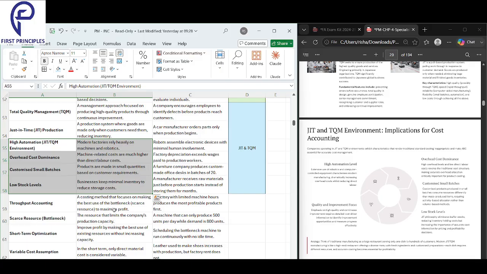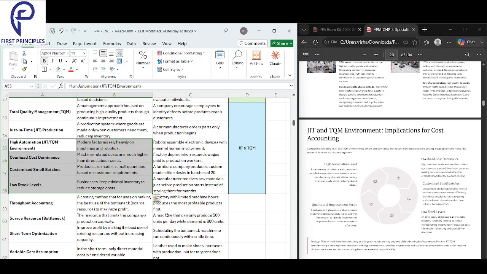First of all, there is a very high automation level. Modern factories rely heavily on machines. Machine related costs are much higher than direct labor cost. Then you make very small batches because you are making based on customer requirements. You don't make in bulk, keep it, and then sell. So low stock levels, you don't even keep much inventory. So you have less storage cost and less of your money is held up in inventory.